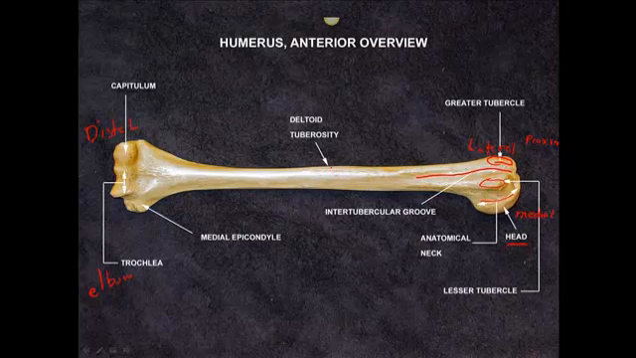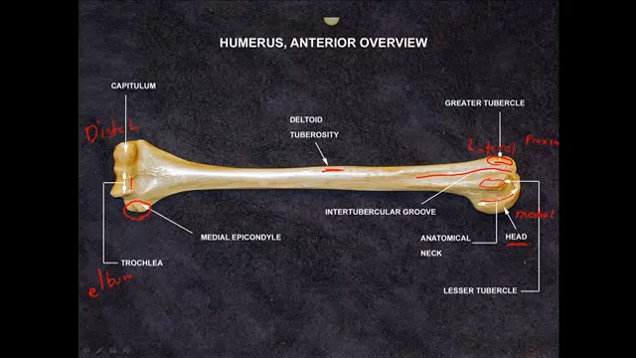This is the deltoid tuberosity. It's bigger in some people. This is obviously where the deltoid muscle will attach, and any attachment makes a roughened, raised spot on a bone. So at the distal end, and this is anterior, okay? So it looks different from the posterior side. So if this is anterior, then this is the medial side. This is the medial epicondyle.